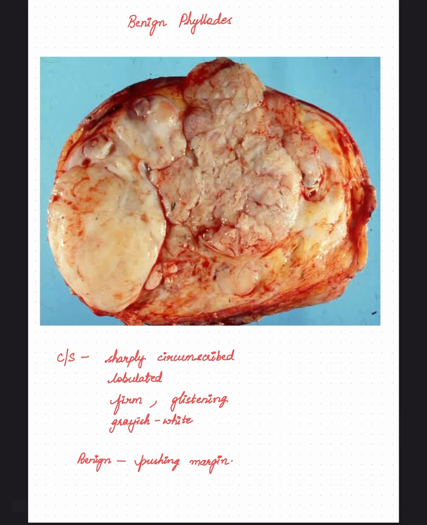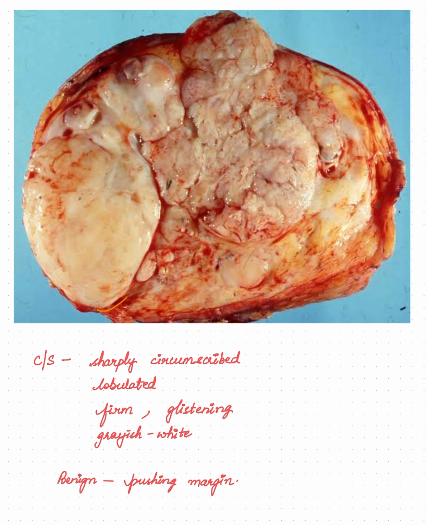So this is the gross image of a benign Phyllodes tumor. On this cut section, the benign Phyllodes is sharply demarcated. See, the margins are sharply demarcated. And these are lobulated. This is one lobule, this is one lobule, this is one lobule. The cut surface is firm, glistening, and grayish white in color. More commonly it is grayish white.